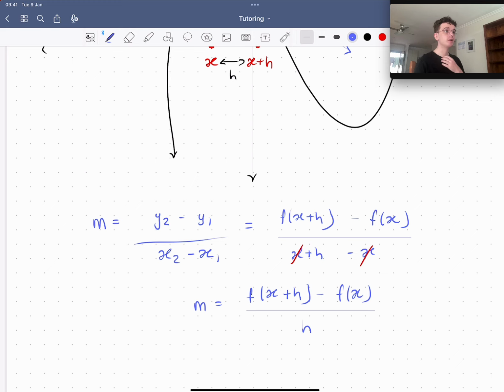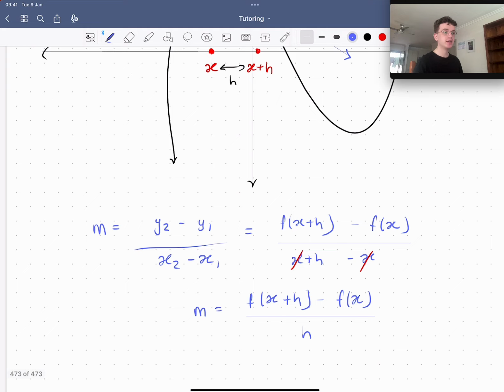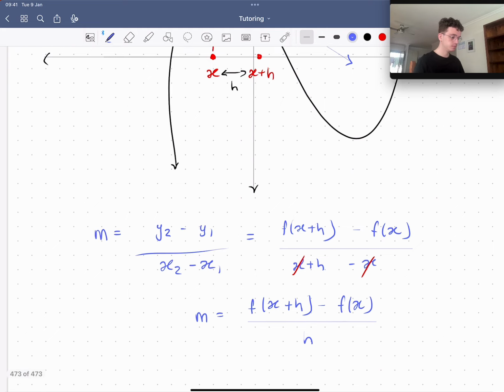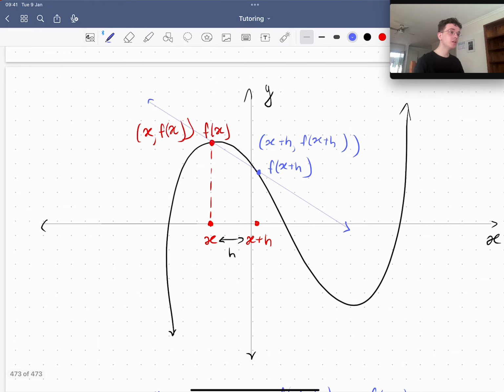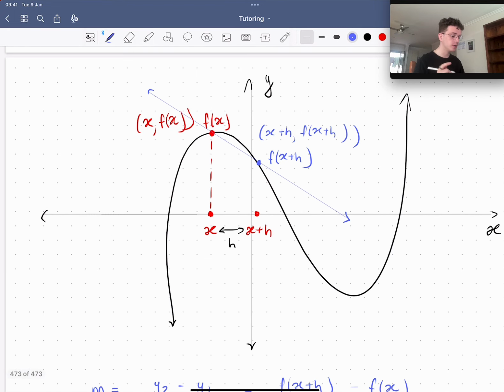So we've just discovered that the gradient between any 2 points where the x-coordinates have a distance of h between them has an equation m is equal to f of x plus h minus f of x over h. Now we discussed up here that the closer my 2 points get together, the closer I am to calculating the gradient at exactly a singular point. So the closer that x plus h gets to x, the more accurately I'm going to be able to calculate the gradient at this point here.